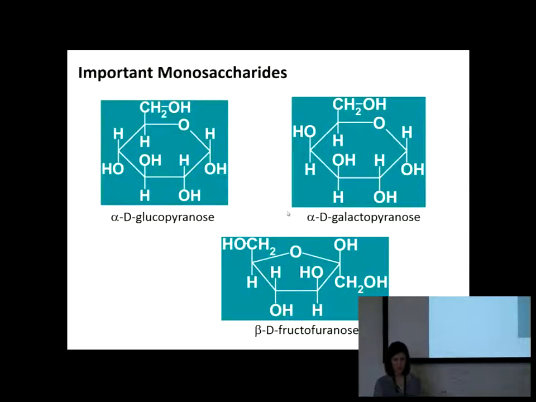These are the sugars that I eventually want you to know the structures of. We're going to come back and look at those later. Glucose, I do want you to know. Fructose, look at that one. This is our example of a ketohexose.